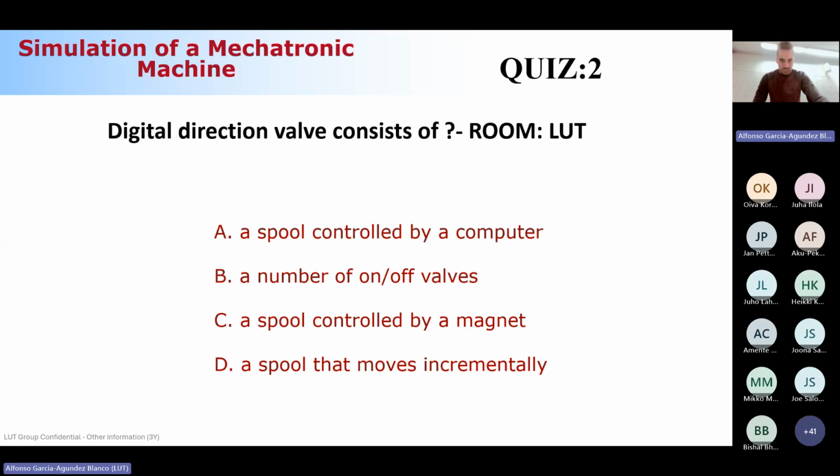So please, the question, in case that somebody doesn't have access: a digital direction valve consists of, option A is a spool controlled by a computer. Option B, a number of on-off valves.